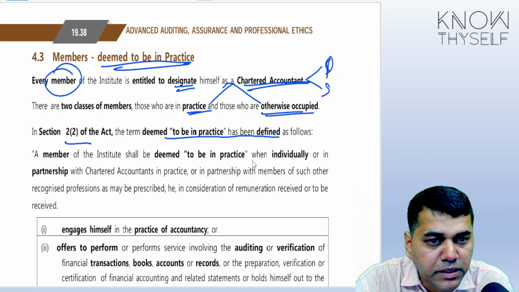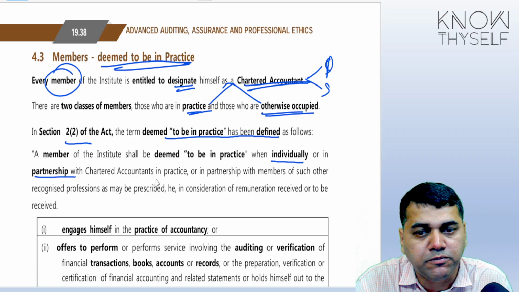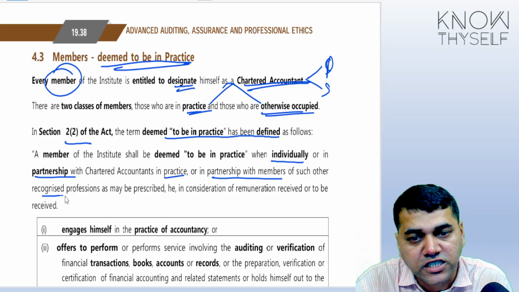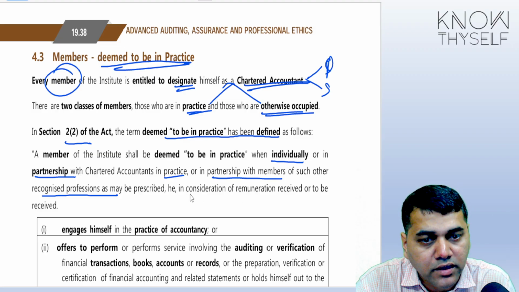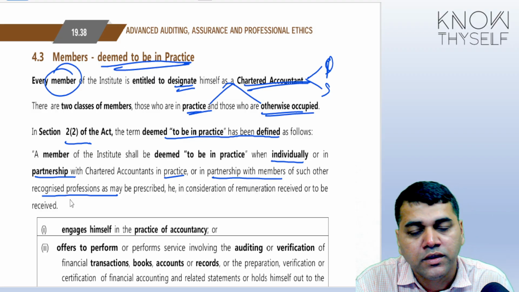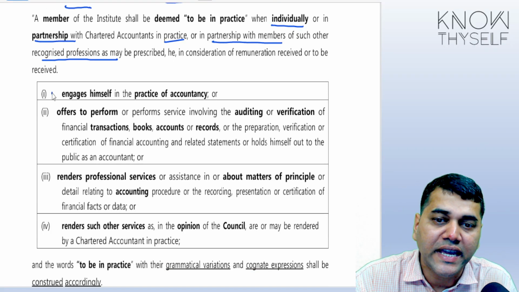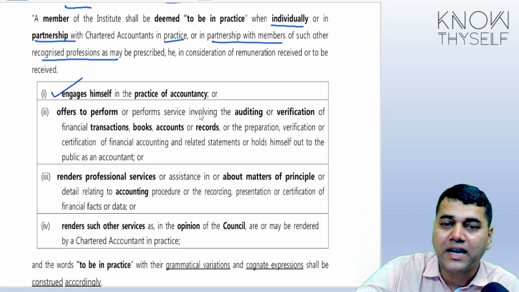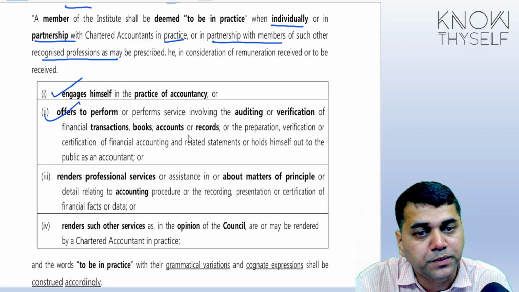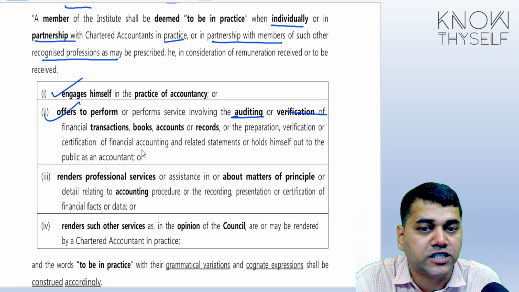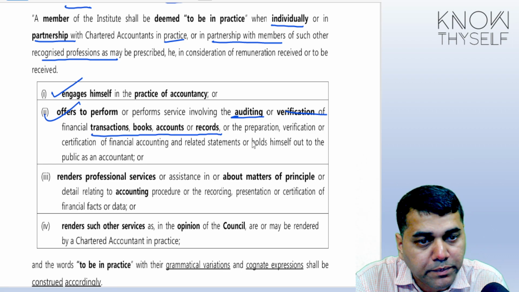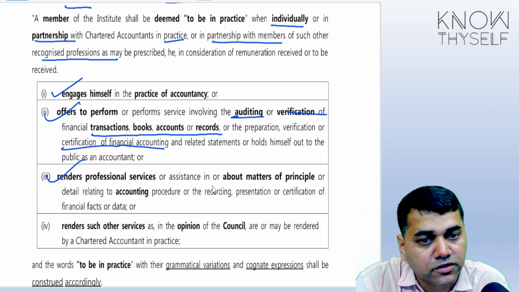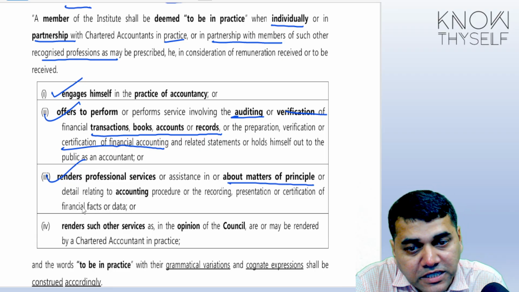A member shall be deemed to be in practice when, individually or in partnership with chartered accountants in practice or with members of such recognized professionals, he, in consideration of remuneration received, engages himself in the practice of accounting, like maintaining the books of accounts, giving guidelines on accounting, or offers to perform services involving auditing, verification, transactions, books of accounts, record preparation, certification of the financial accounting, etc., or renders professional services or assistance about matters of principle related to accounting.